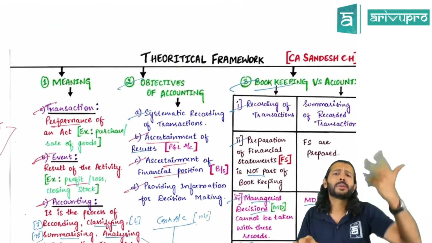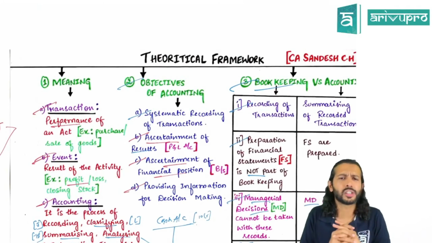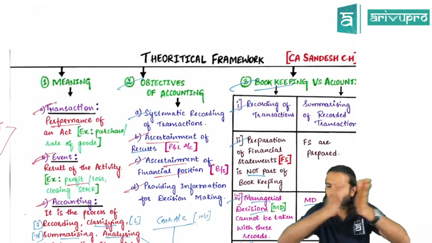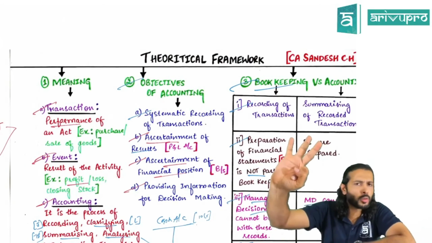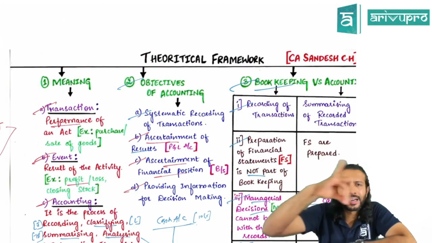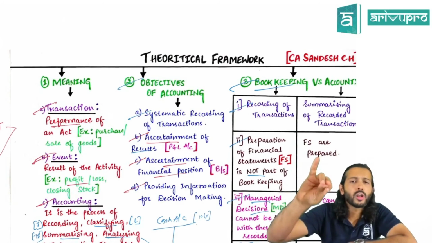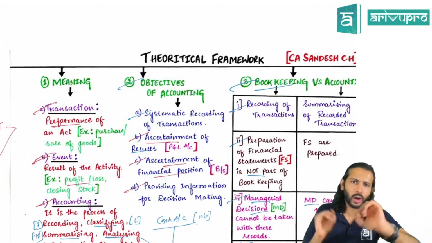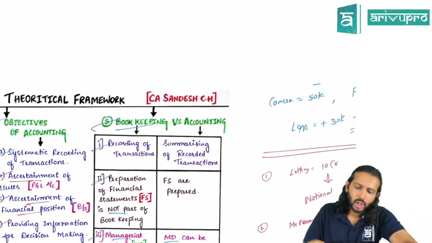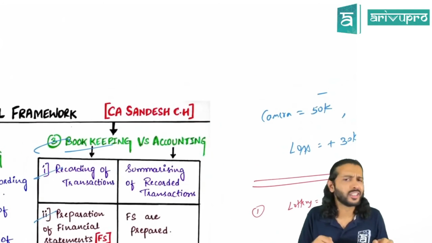Next is objectives of accounting. Through accounting, what can you achieve? One, you can record all the transactions. Two, you will know the financial position of a business. Three, you will know the result of a business. Four, you can take all the management decisions, whatever is required, with the help of accounting. Those are objectives.